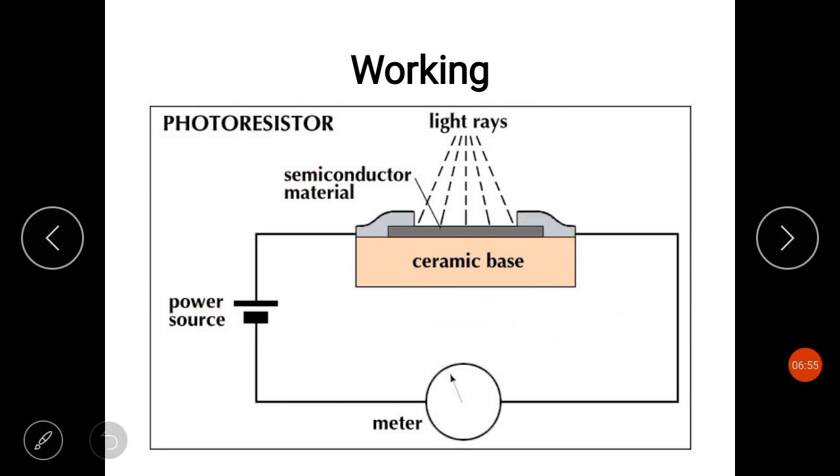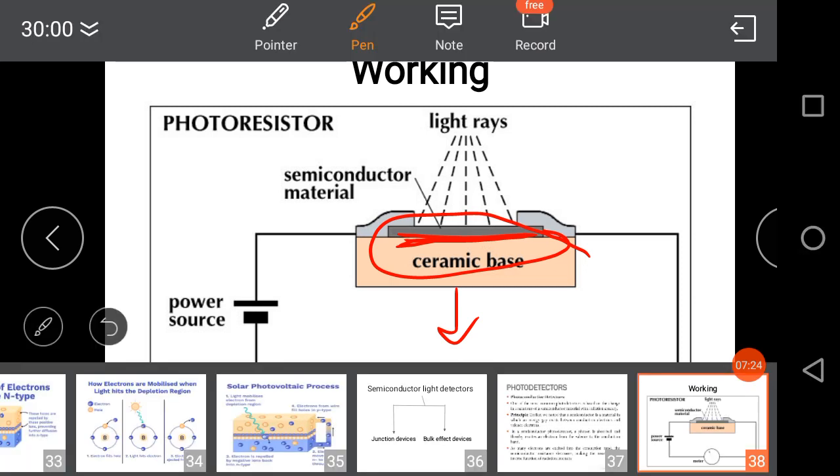Initially, this is the photosensitive material, the semiconductor material having electrons which are bound in covalent bonds. So initially no current will flow through this photosensitive material. It will have high dark resistance, meaning there is no light initially.